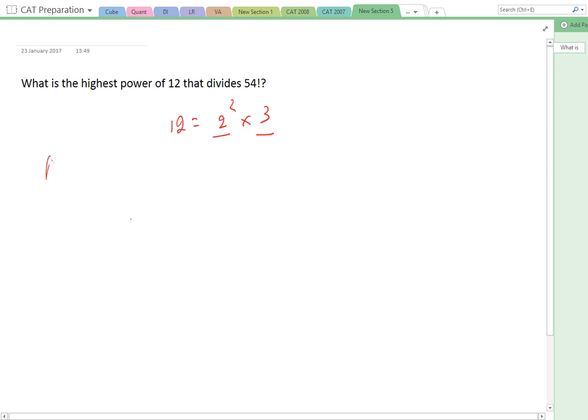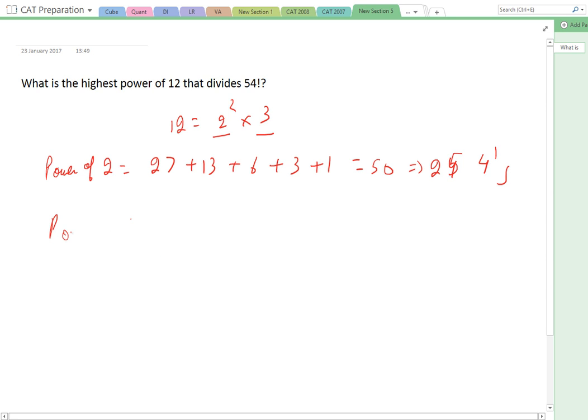If we check for power of 2, that will be 54 by 2, 27, plus 27 by 2, 13, plus 13 by 2, 6, plus 6 by 2, 3, plus 3 by 2, 1. And this comes out to 50. And that means 25 fours can go in there.